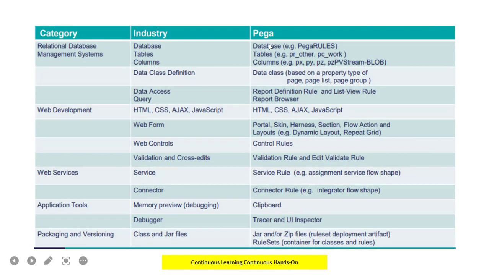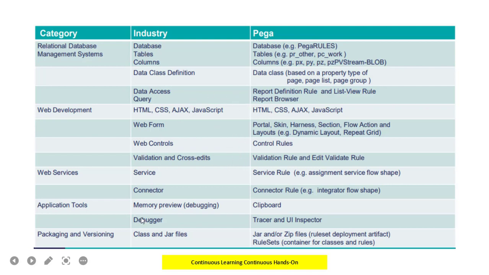Database tables, what are the different tables, columns, pzPVStream blob, data classes, what are all the sections, portals, layouts, controls. So these are all some of the common industry terms which every Pega developer should know.